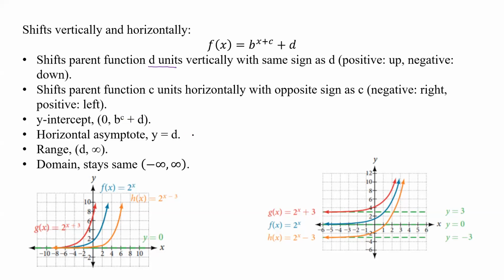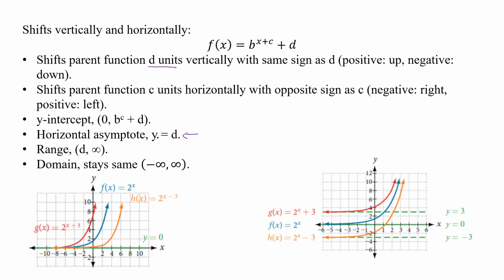Now, the nice thing, the horizontal asymptote, that's easy. It's just whatever d is. So if we have a plus d, y equals, maybe, 2. But if we're shifting down, then maybe it's a negative 5. Well, then y equals negative 5 is going to be our horizontal asymptote. So it's going to be basically shifting up and down depending on what our d is.